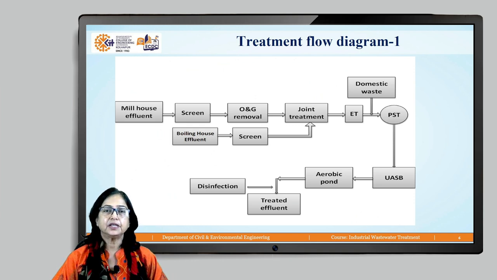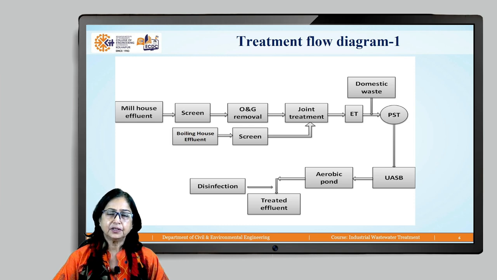So, here you can see the treatment flow diagram. In the first option, you can see the mill house effluent taken to screen and oil and grease removal, and then the boil house effluent after passing through screen is mixed, and then it is further mixed well in the equalization tank, then PSD. From PSD, the primary sludge settling tank, the wastewater is further treated first by anaerobic treatment, UASB, followed by an aerobic pond, and here you have treated effluent which can be released after disinfection.